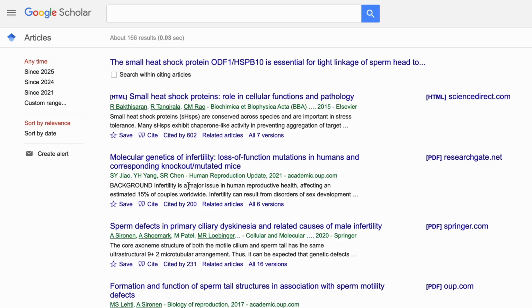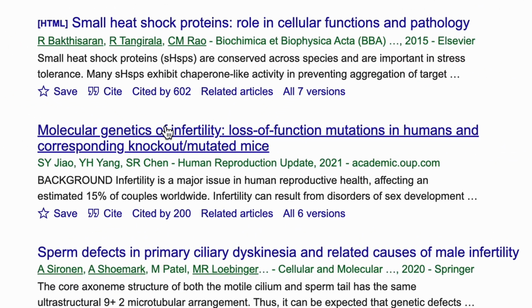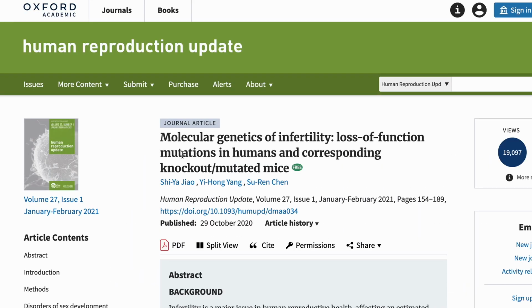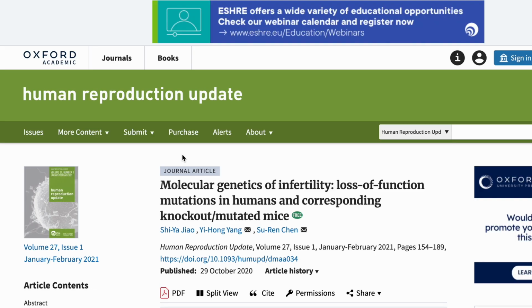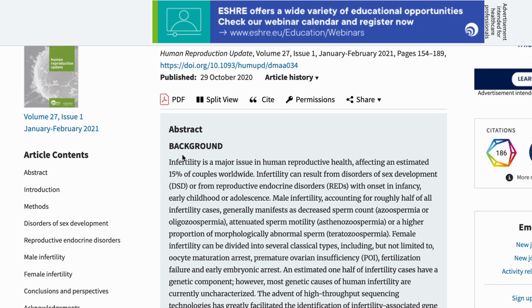In this case, the review Molecular Genetics of Infertility, Loss of Function Mutations in Humans looks quite promising. It is more specific than the one we originally selected when we were going down the chain of references, and this is the primary objective of the literature search so far: to identify the most relevant reviews on the topic.